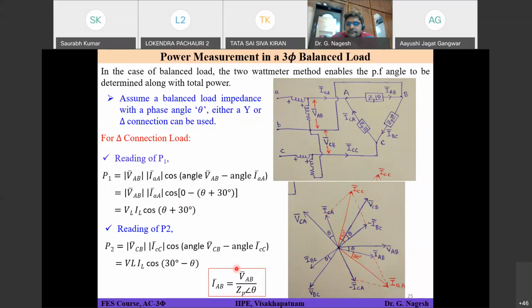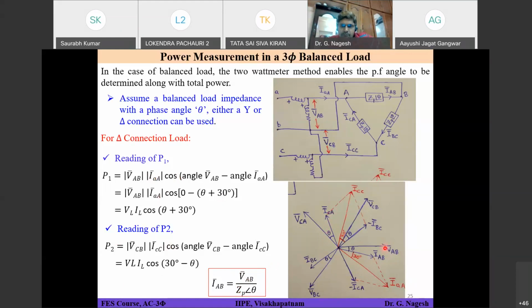Any doubt in this phasor diagram? Sir, how is IAA at an angle of 30? You are talking about power P2. Okay, IAA. 30 degrees.